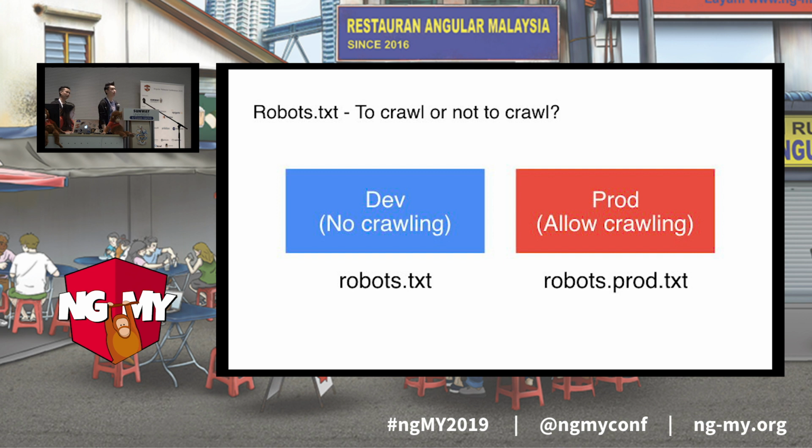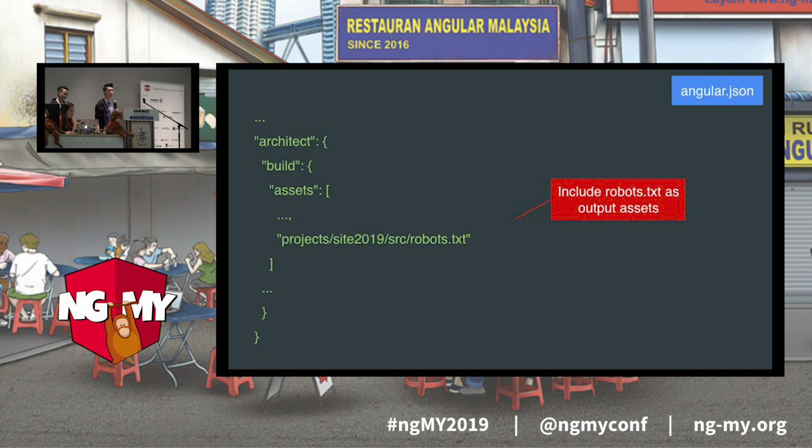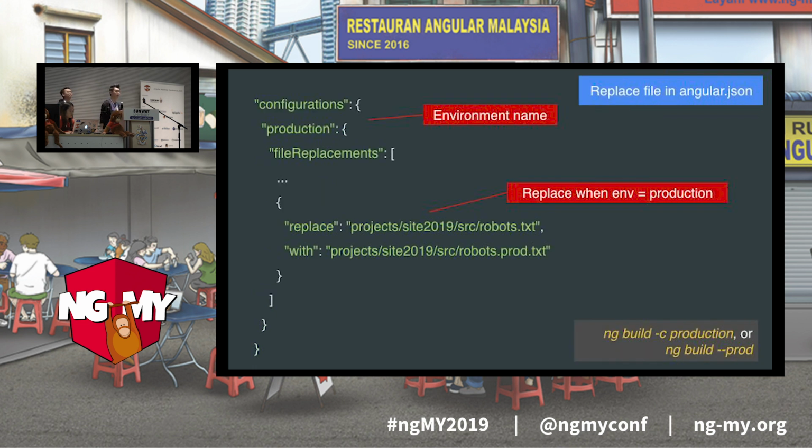Next, we didn't want the search engine crawler to index our dev site, so we set up the robots.txt for different environments. We have two sets of robots.txt, and for the prod, we call it .prod.txt. Next, in the build output assets, we specify the robots.txt as the output asset. Then in Angular's own file replacement feature, we replace the robots.txt with the prod one. So any time you run the prod build, it'll take the prod robots file. It will allow the robot to crawl only your production site, but not your dev site.